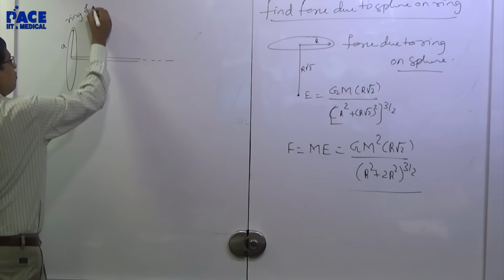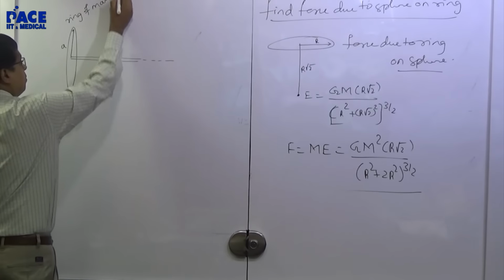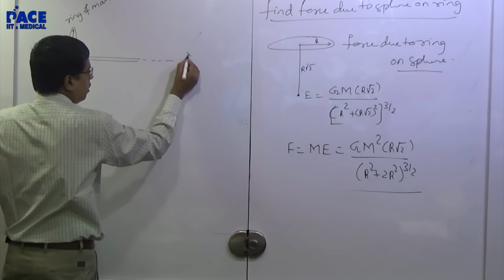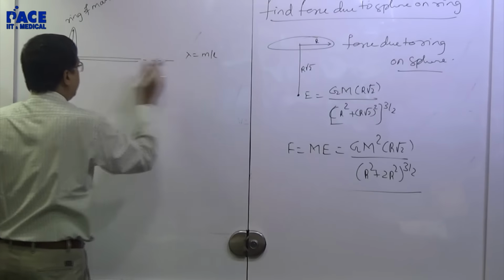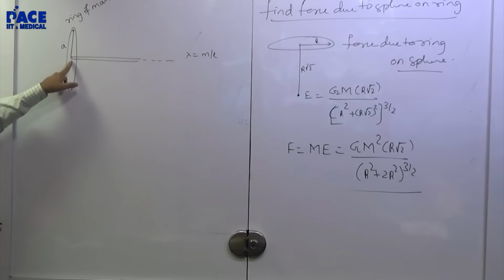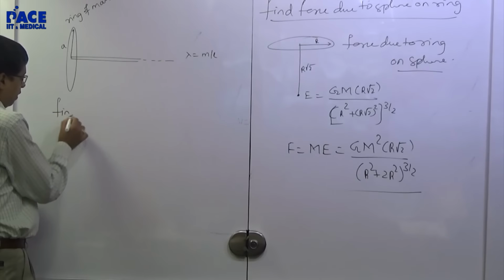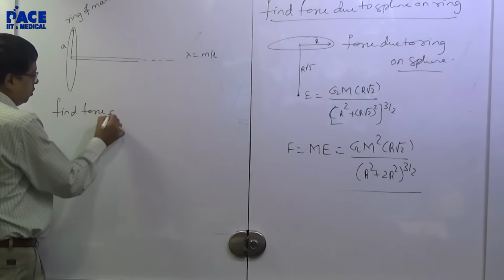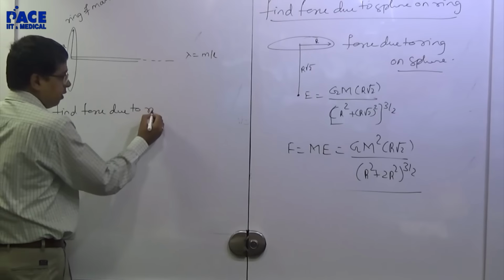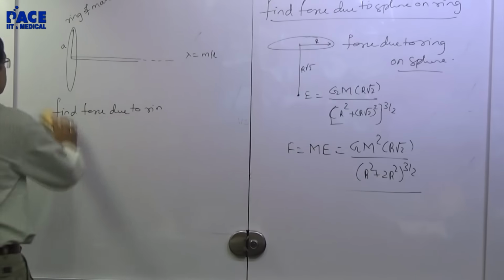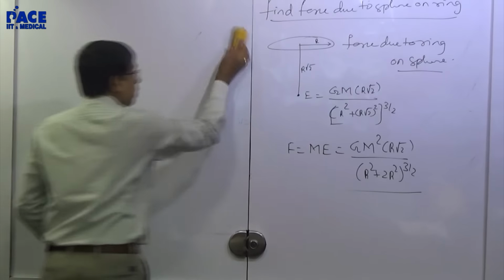Ring is of mass capital M. This is a semi-infinite wire. The mass per unit length of the semi-infinite wire, going from the center till infinity, is given. Find the force due to the ring. We have done this? Yes, sir. Good. Save some time.